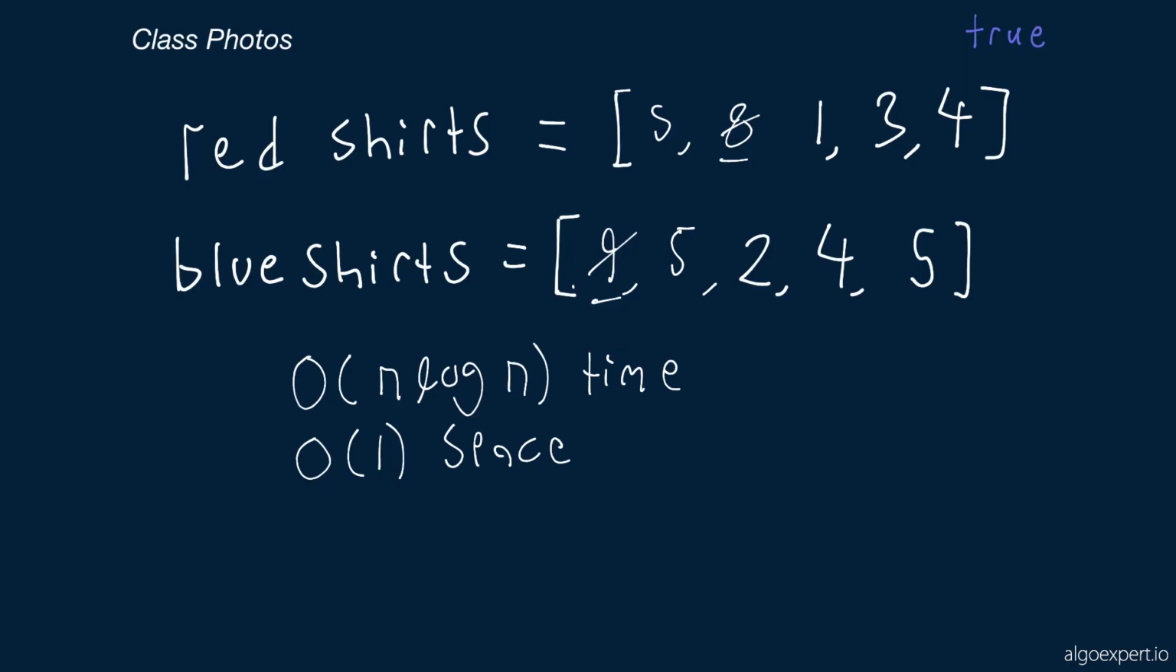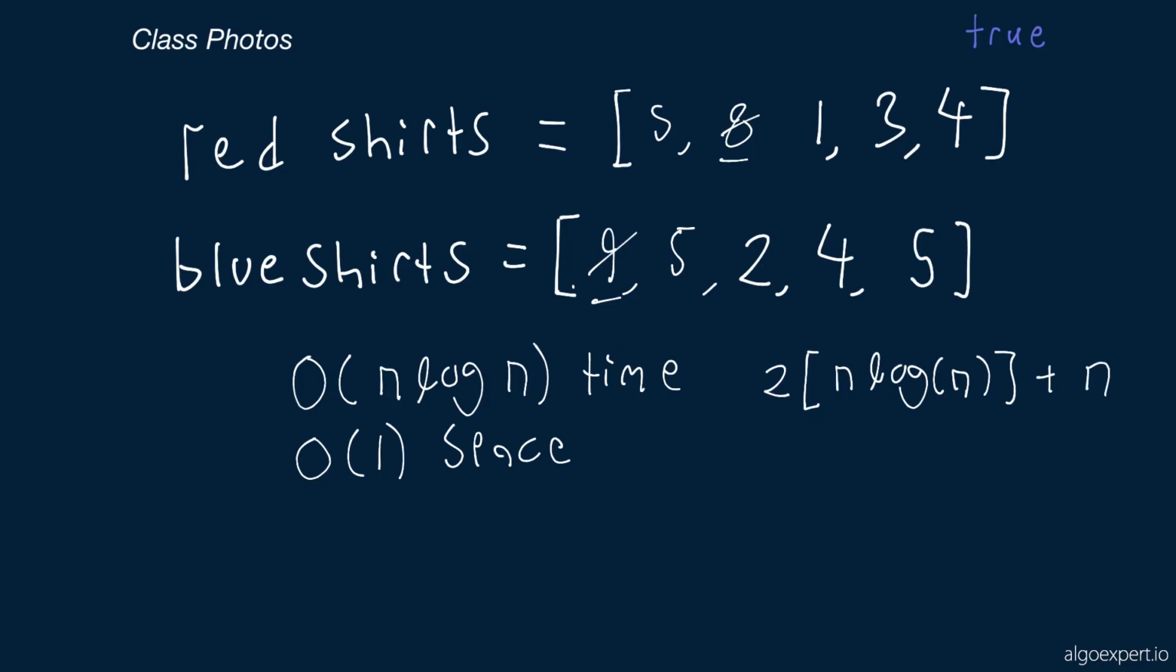Now, the reason this algorithm runs in big O of n log n time is because we need to sort both the red shirt heights and blue shirt heights input arrays. So that's going to give us technically 2 times n log n. And then after we sort both of these input arrays, we need to loop through both of these input arrays that are now in their sorted order, and then we need to attempt this placement like I was discussing. So technically that's going to give us 2 times n log n plus n.